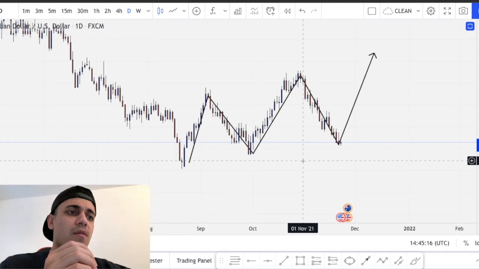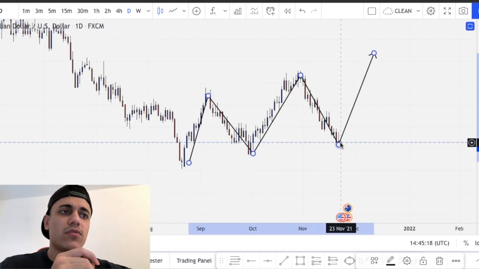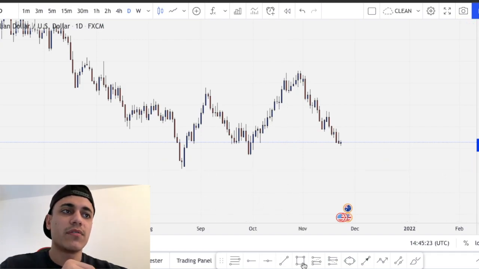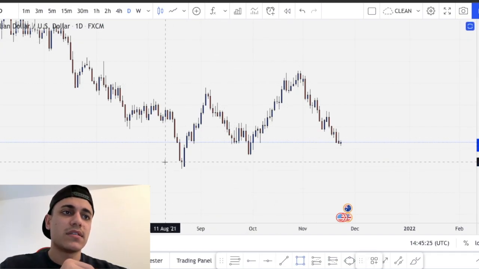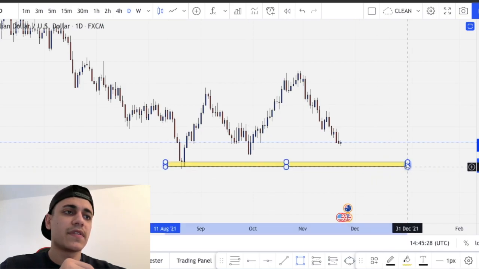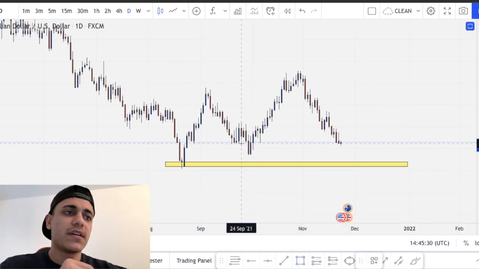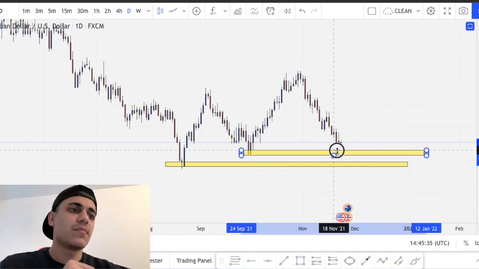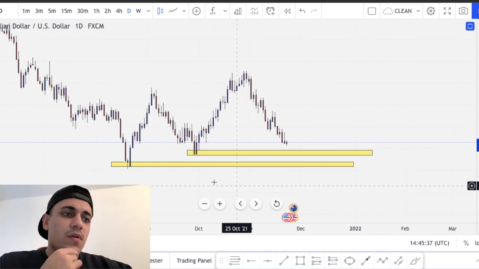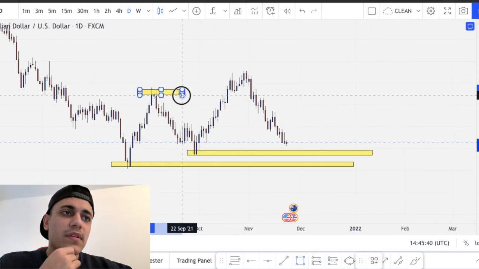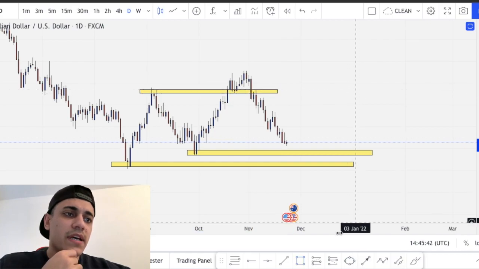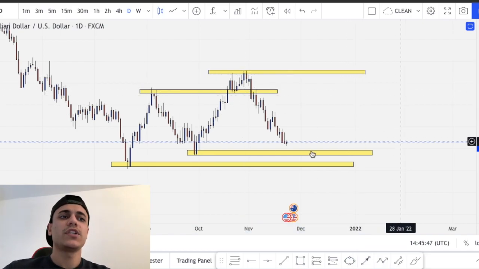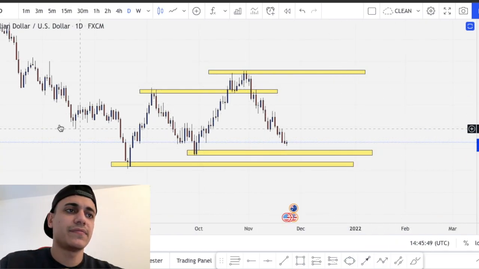So now obviously what would really help is having your support and resistance. Let's say this is a support here. We have structure here, right? Let me just make this thinner. Boom. We have that there, and we have up here, right? You see how we're playing through the zones right now.